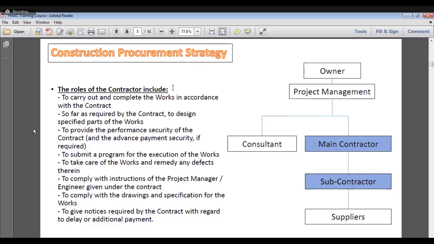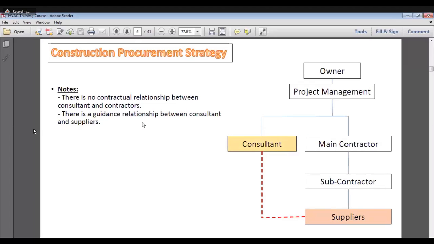Moreover, advanced payment security is required. Yes, he complies with the instructions of the project manager. He provides all notices that are required by the contract, to avoid additional payment.